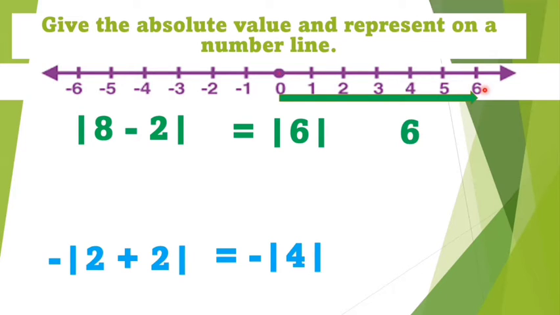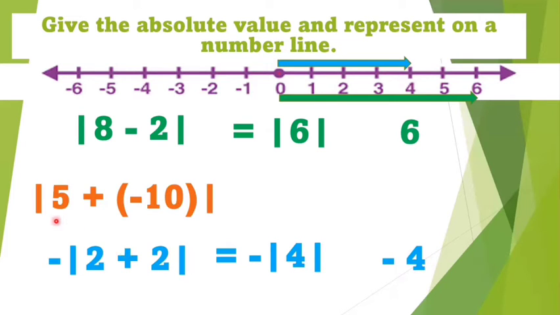So, we have here the positive 4. The arrow is from 0 to positive 4. We count the units from 0, that is 1, 2, 3, and 4. Then our answer is 4. But since we have the negative outside the absolute value, we copy the negative sign, so the final answer is negative 4. And the last one, we have the absolute value of 5 plus negative 10.